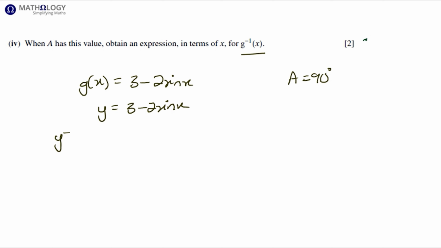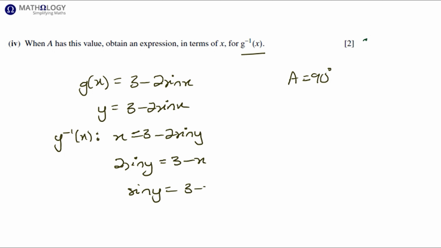To find the inverse function, g to the minus 1 of x, we switch the x and y values around. So x equals 3 minus 2 sine y, and now we need to find an expression for y. So we're just going to perform reverse BODMAS such that we have the y term on its own. So 2 sine y equals 3 minus x, sine y equals (3 minus x) over 2, and then to get y on its own, we're basically performing the inverse sine function. So y equals sine to the minus 1 of (3 minus x) over 2.